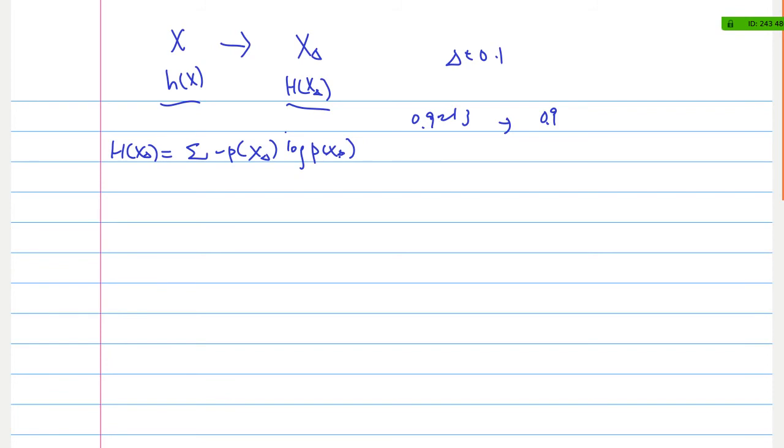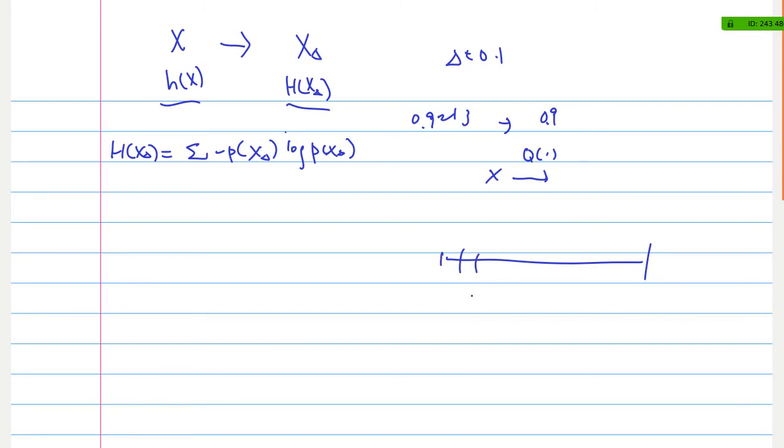So what is x delta? I have the original continuous source, then I quantize it. Quantize means I will take the ceiling or floor of it. Let me draw a picture. For example, my quantization step size is 0.1.